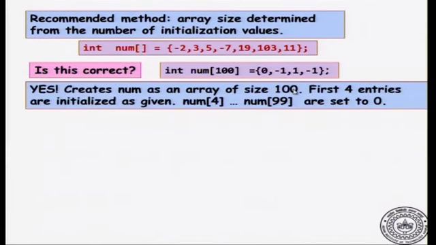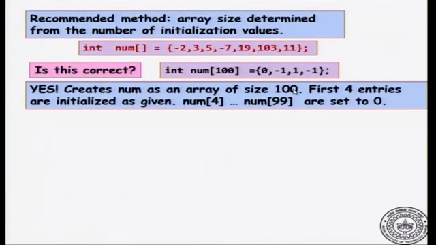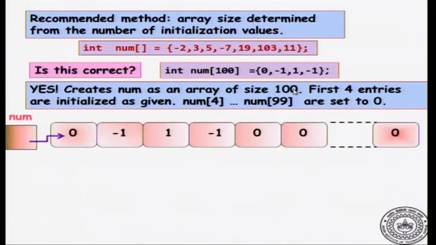It creates num as an array of size 100. The first 4 entries will be initialized as given. So num[0] will be 0, num[1] will be -1, num[2] will be 1, num[3] will be -1, and then num[4] until num[99] they are all set to 0. So after the initialization the array will look as follows. The first 4 values are what we gave and the remaining values are zeros.